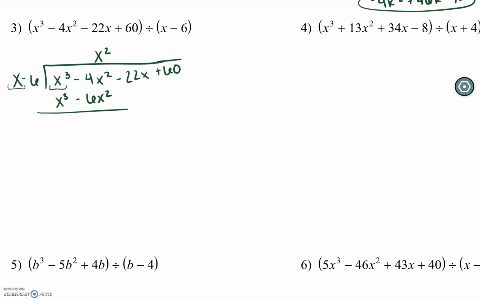Now the big mistake that I see happening a lot is not paying attention to or understanding that you're subtracting this whole line. So you're individually subtracting each term. So x cubed minus x cubed would be 0. Negative 4x squared minus negative 6x squared would actually be a positive 2x squared. So if you need to write it off to the side, it would look like this, which two negatives would make that a positive, which would result in a positive 2x squared.